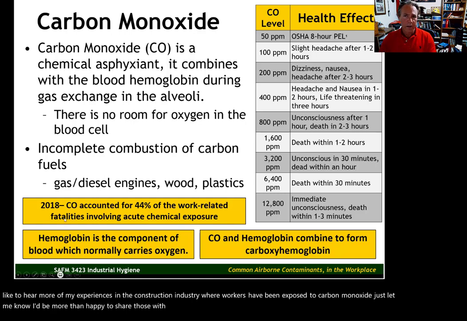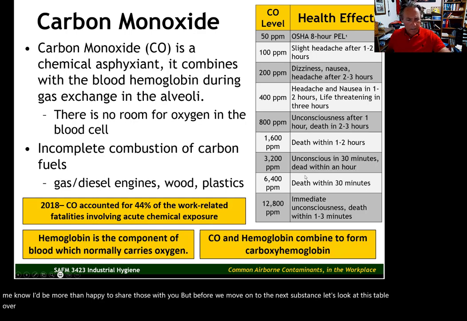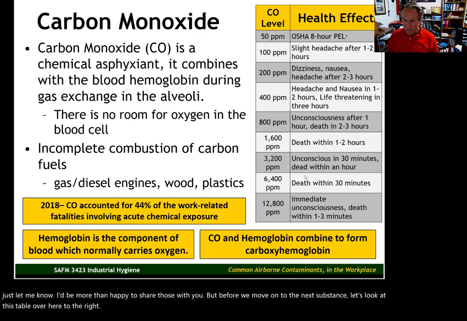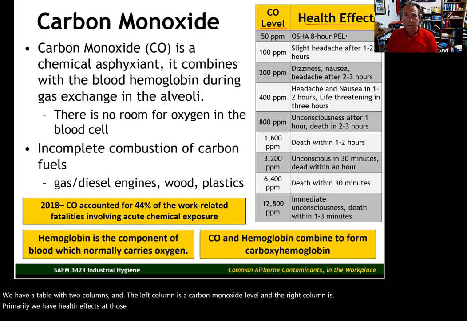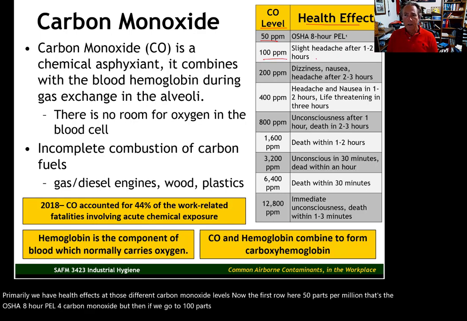But before we move on to the next substance, let's look at this table over here to the right. We have a table with two columns. In the left column is a carbon monoxide level. In the right column is primarily where we have health effects at those different carbon monoxide levels. Now the first row here, 50 parts per million, that's the OSHA 8-hour PEL for carbon monoxide. But then if we go to 100 parts per million in this row, here's a health effect.